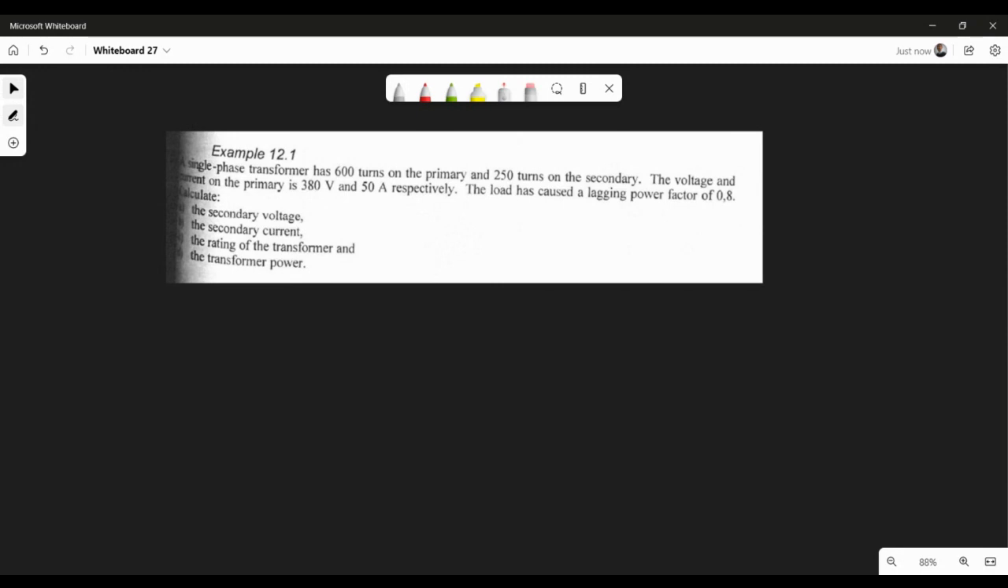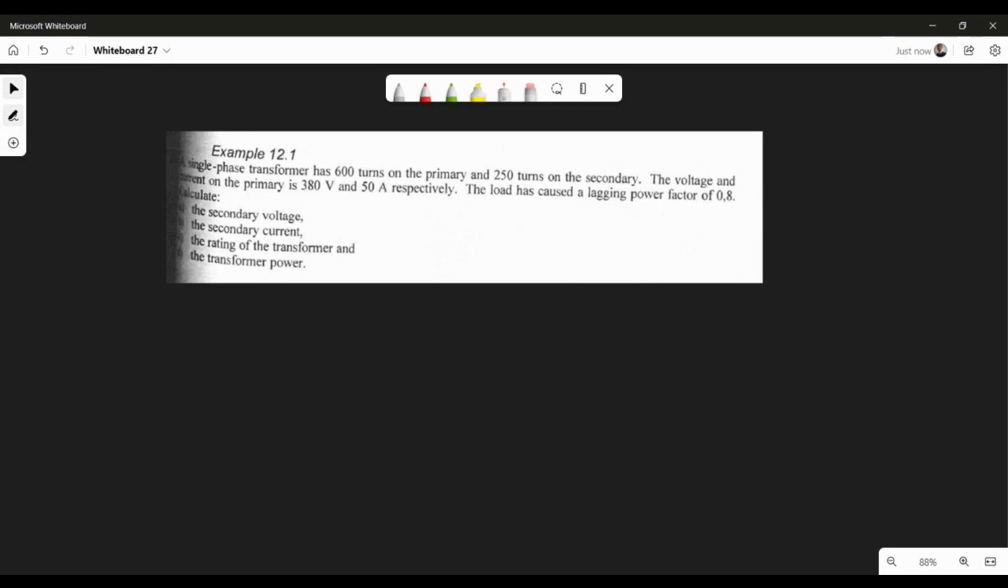Let's look at the first example. It says a single phase transformer. Just so you know, you can get a three phase transformer, and if they do give you three phases, it'll be either delta or star. They say that a single phase transformer has 600 turns in the primary and 200 on the secondary. When I look at that, I automatically know that this is a step down transformer, so I'm expecting my voltage to decrease and my current to be higher on the other side.